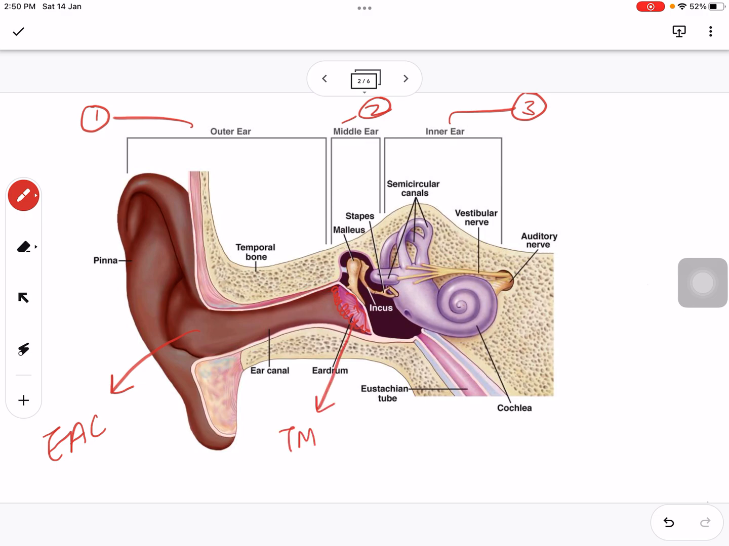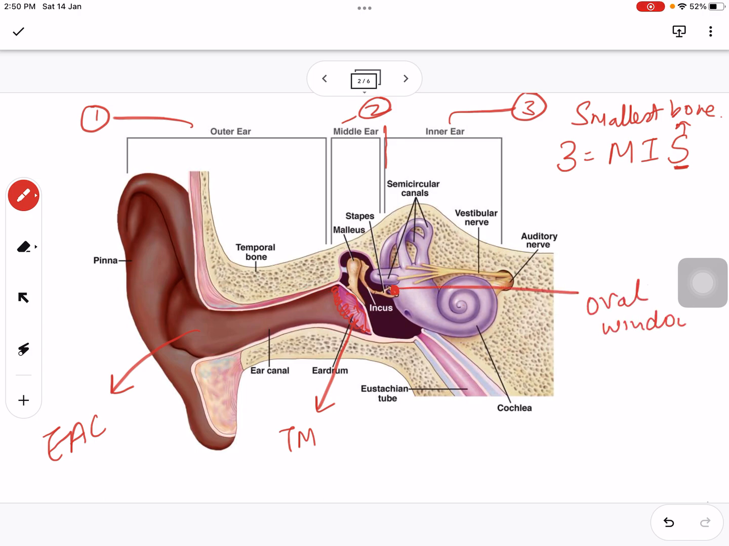From here, you have three ossicles or three bones of the middle ear. They are malleus, incus, and stapes. Remember that stapes is the smallest bone of the body. Right? Now, this stapes meets the inner ear at a point that is called your oval window.